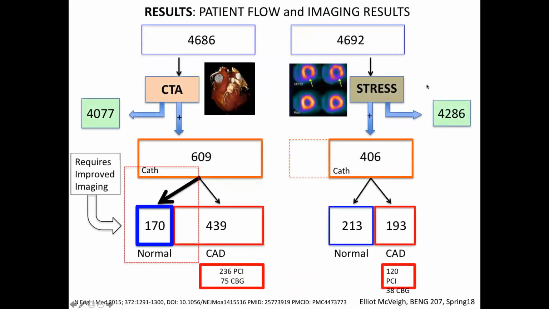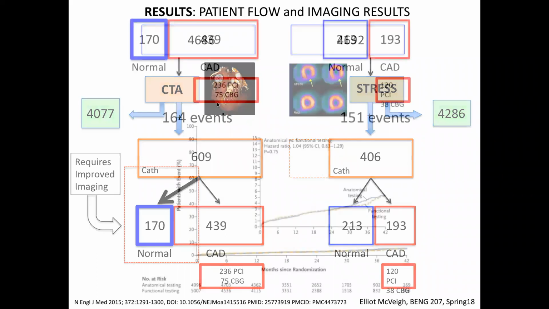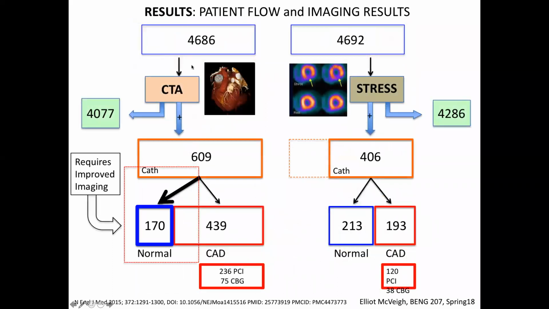But here's the really interesting data for imaging geeks, okay? So here's the patient flow into the study. I reconstructed this, and you're welcome to do this in your presentation: take what they have in the paper and make it into a diagram that is more easily understood than all of the garbage in the paper, okay? So all of these numbers are real, and the boxes are sized appropriately. So close to 5,000 go into CTA, close to 5,000 go into nuclear stress test.